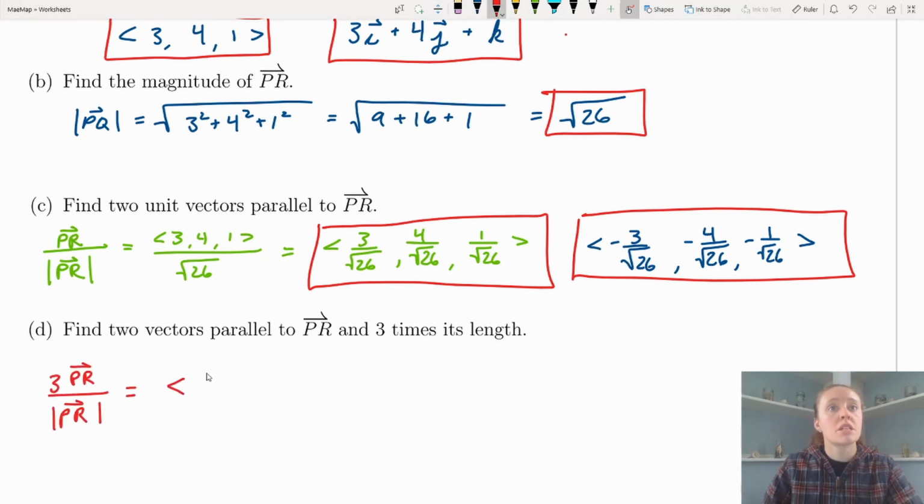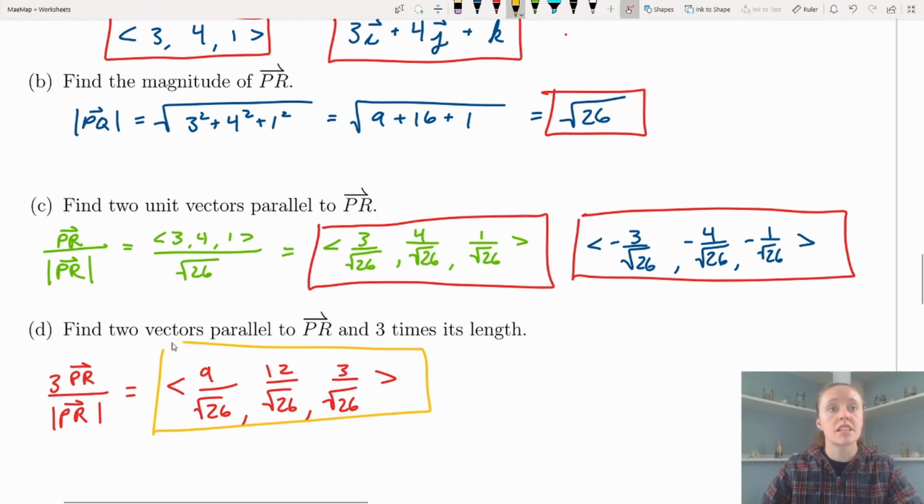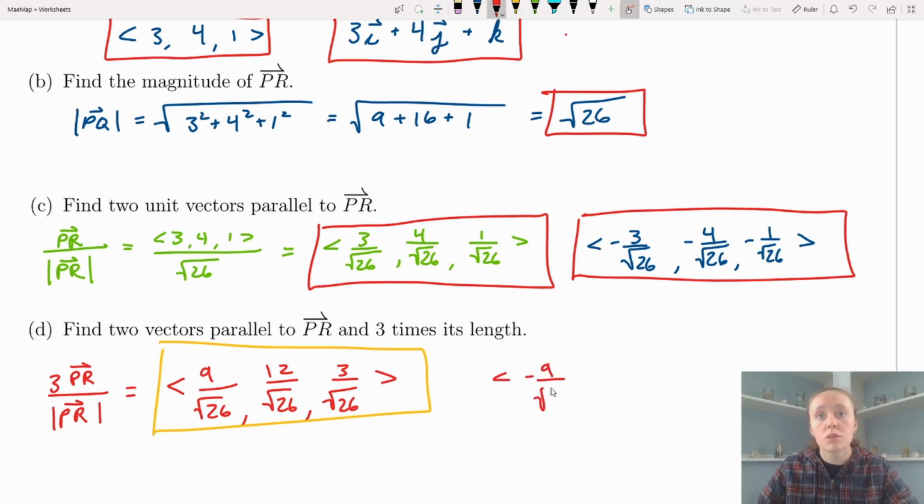So this is going to be 9 over root 26, 12 over root 26, and 3 over root 26. There's a vector with a length of 3, and this one goes in the same direction as PR. And now I'm going to do the opposite of that. So I'm going to multiply that by -1 to get -9 over root 26, negative 12 over root 26, and negative 3 over root 26.